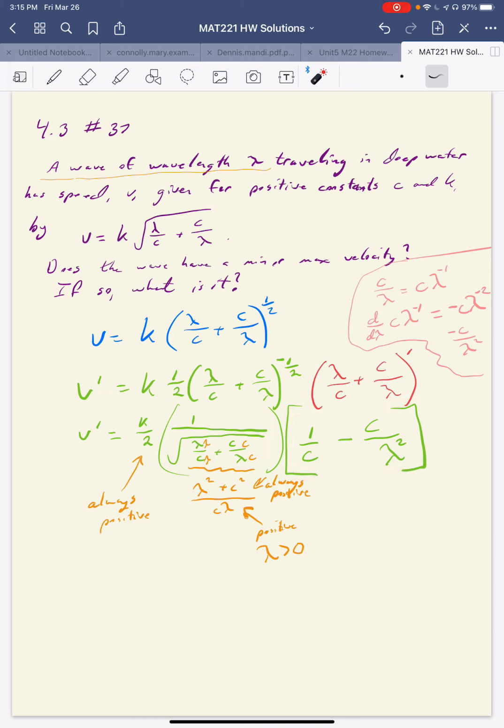So I'm going to go ahead and rewrite that with common denominator. So I'll multiply this by lambda squared over lambda squared, multiply this by c over c, and that term would become, sorry, lambda squared minus c squared, all over c lambda squared. Again, this denominator is always positive.